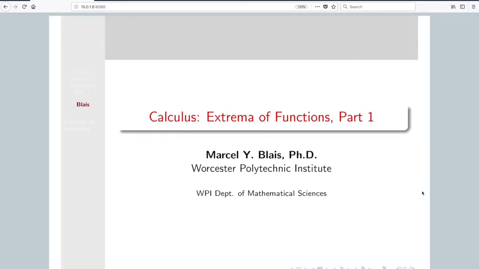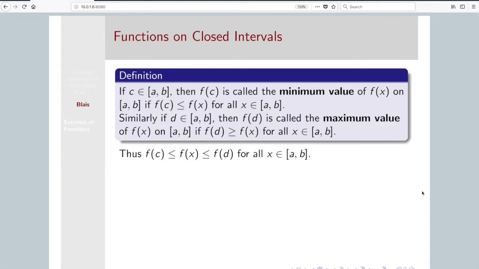In this lecture, we will be covering the topic of extrema of functions. So the first definition out of several, we'll have a lot of terminology in this lecture. If C is in the closed interval AB, then f of C is the minimum value of f of x on closed interval AB if f of C is less than or equal to f of x for all x in AB. So this helps to look at the picture.